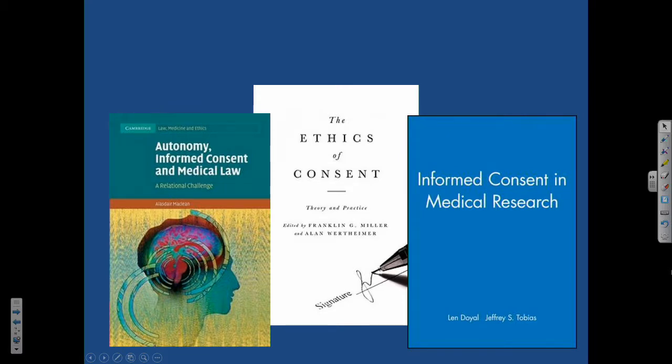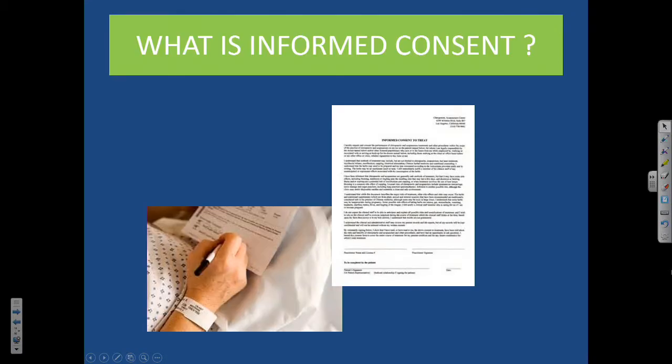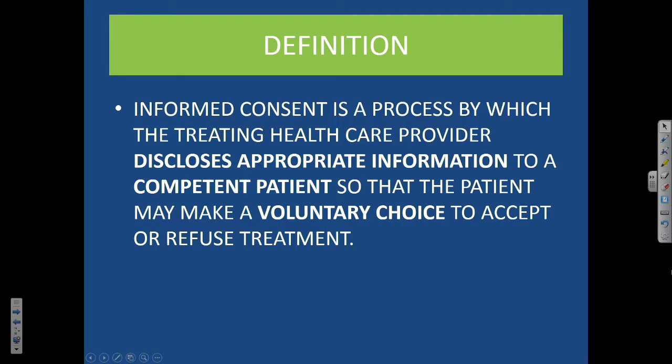There are many, many textbooks and many textbook chapters devoted to the discussion of informed consent. So what exactly is an informed consent? As a student, as a resident, perhaps as a practitioner, what is the process itself? Well, number one is that it is a process. It is not a piece of paper. It is not a printed document.